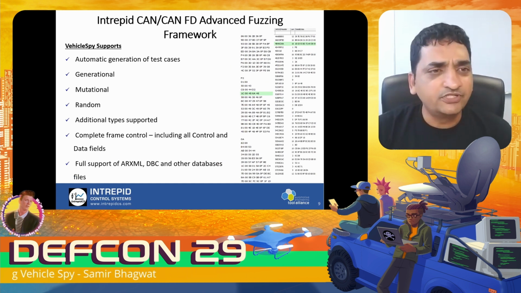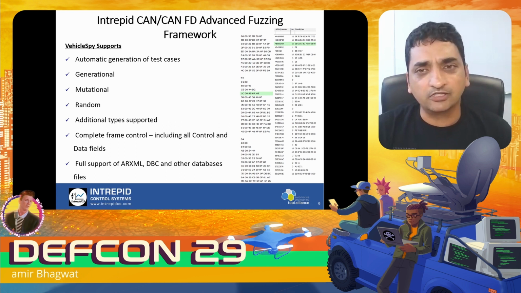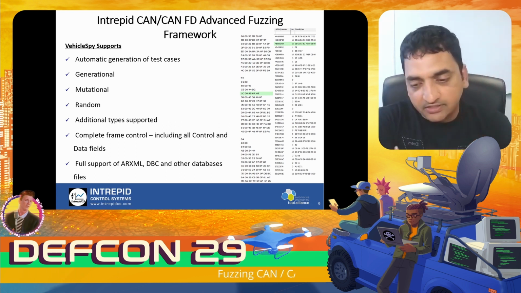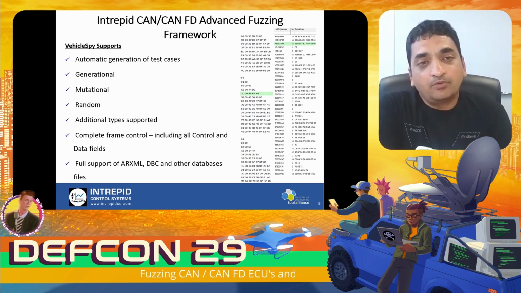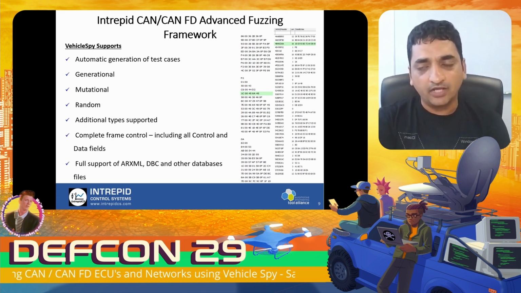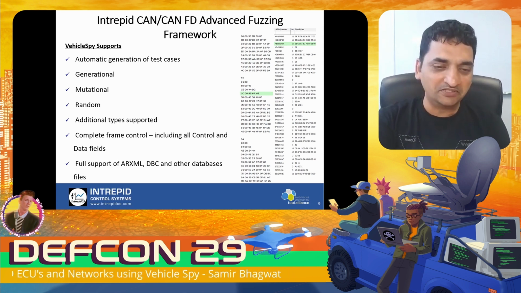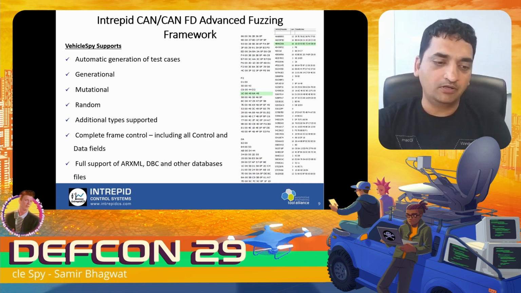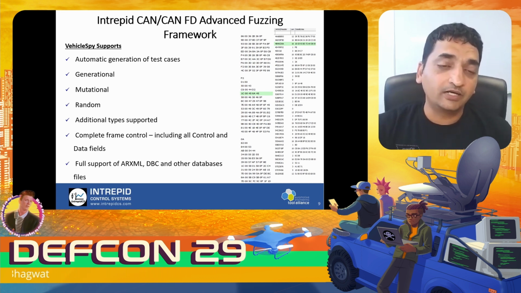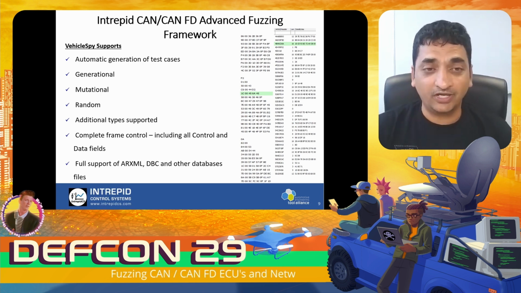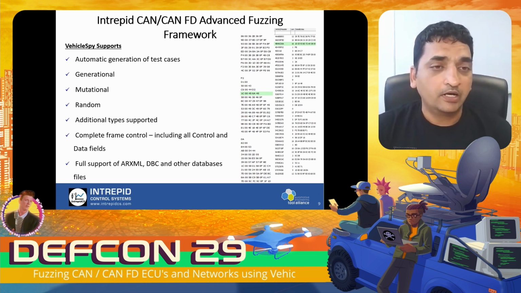Some of the other features which I have used in Vehicle Spy: I was able to generate thousands of test cases from the database files, and this process itself, if done manually, could really take months and months of effort by a team. But Vehicle Spy allows you to create automatic signal attacks from the DBC file, and you can create various different generational fuzzing test cases. So you can generate any kind of frames you want.